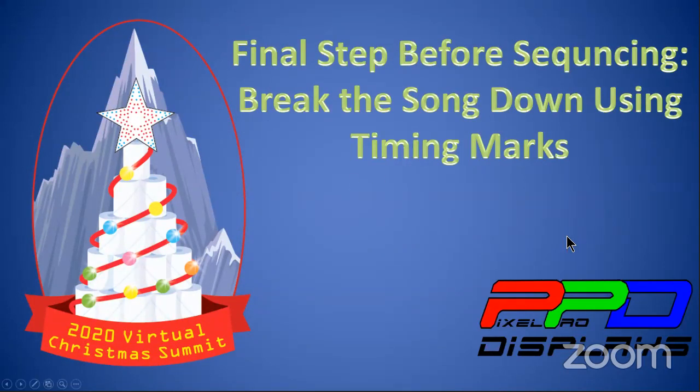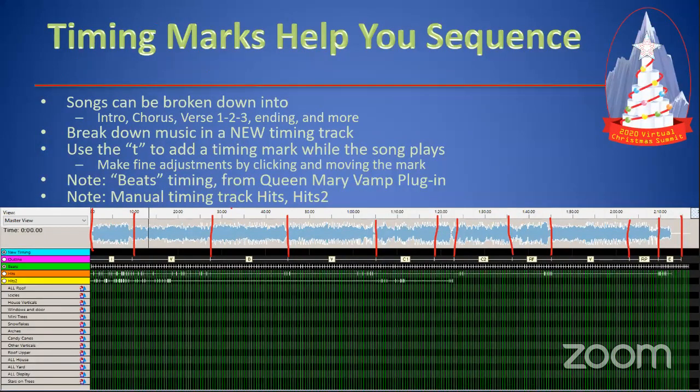And again, this is based on breaking down a song using timing marks. So one of the biggest questions is, how do I start sequencing? And it's really easy, but the problem is it's very daunting whenever you have a sequence opened up and you have a vast array of timings that you can utilize from. Songs can be broken down into their core components.